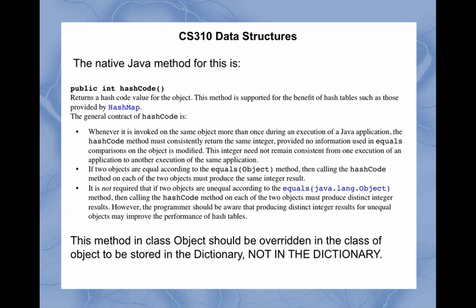The Java native method is given here. This is public int hashcode, the signature. This method exists in class Object, which is the top level of the hierarchy. Thus you do not absolutely have to implement or override this hashcode method, but you should if you don't have a hashcode method available that's not in this top level Object class.